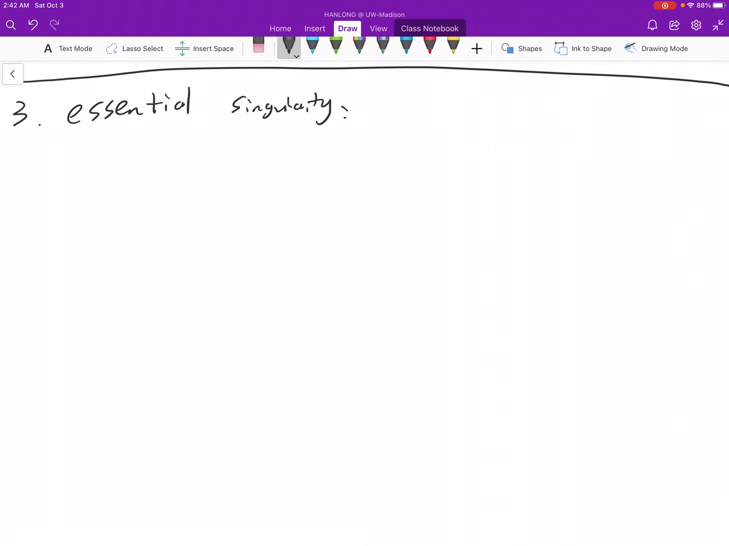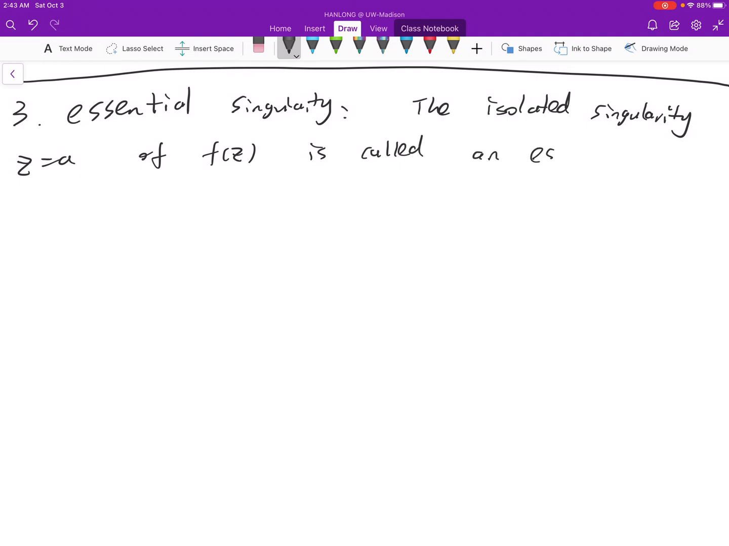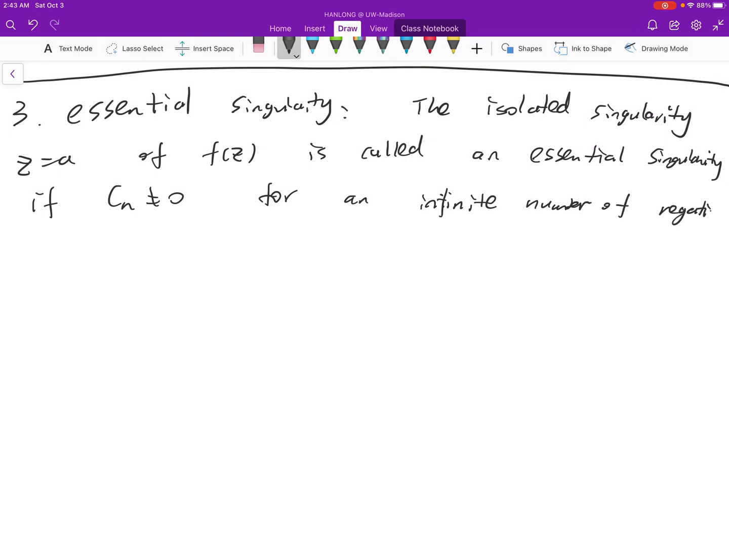Okay, so let's give the definition. The isolated singularity z equals a of f(z) is called an essential singularity if c_n is different from 0 for an infinite number of negative integers n.